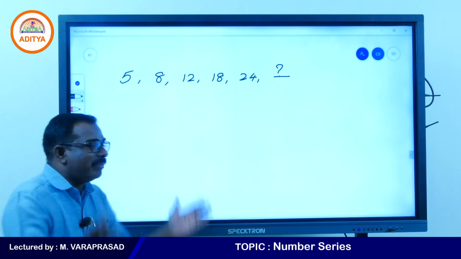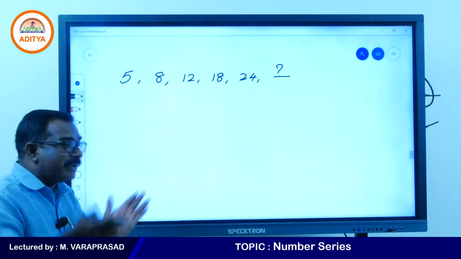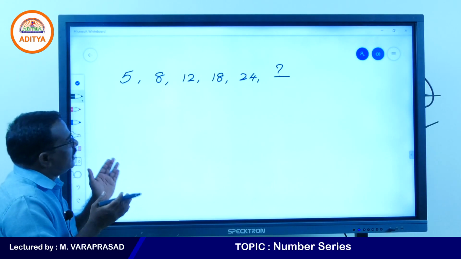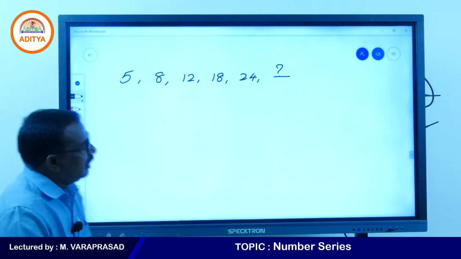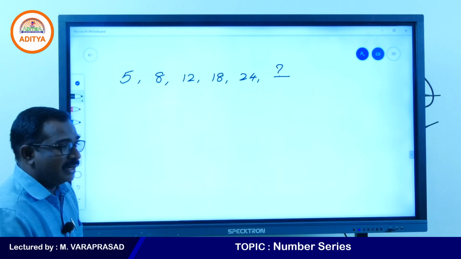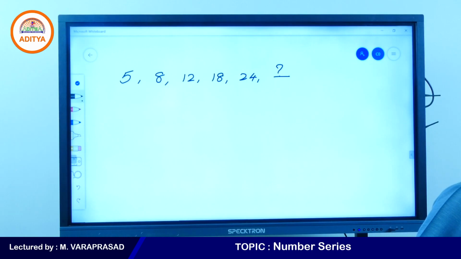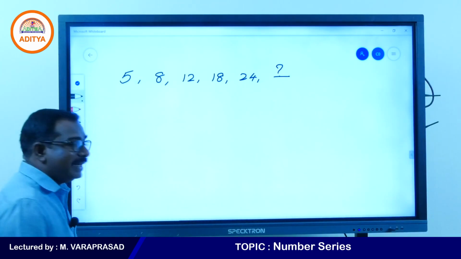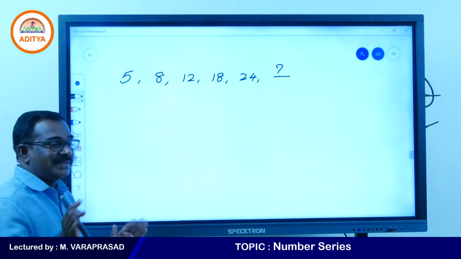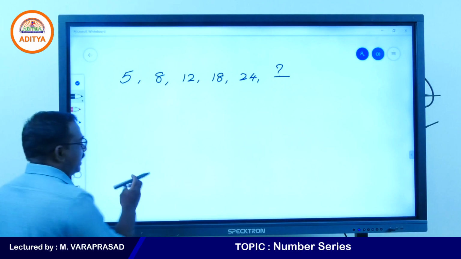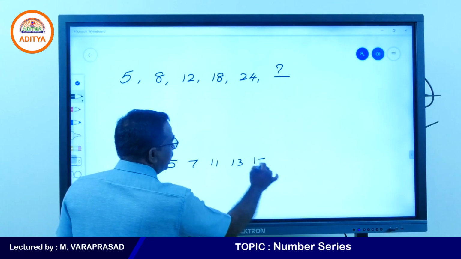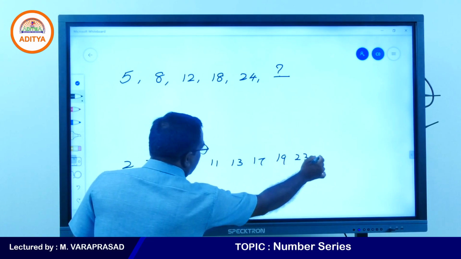Yes, we are doing prime numbers only. All the questions we are doing are on prime numbers. Keep that in mind. What is the next number in the place of the question mark? Very good. We are discussing number series questions on prime numbers only. Prime numbers I am writing: 2 is a prime number, 3, 5, 7, 11, 13, 17, 19, 23 and so on.